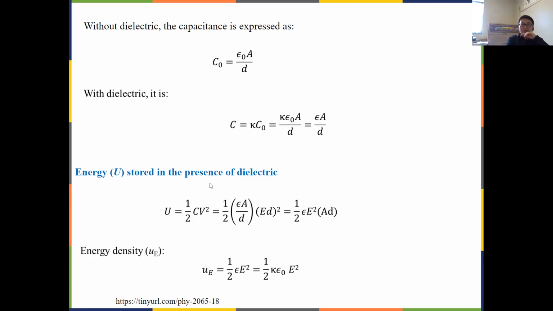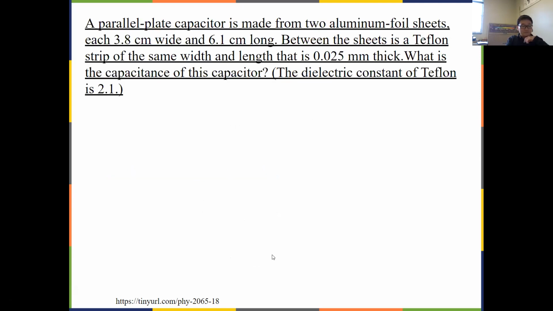So the energy stored as a result will be increased because C is increased by kappa. So the energy stored should be increased by kappa. So it will be equal to 1/2 kappa epsilon naught E squared, or just 1/2 the permittivity of the material times E squared. Okay. Let's take a look at one example here.